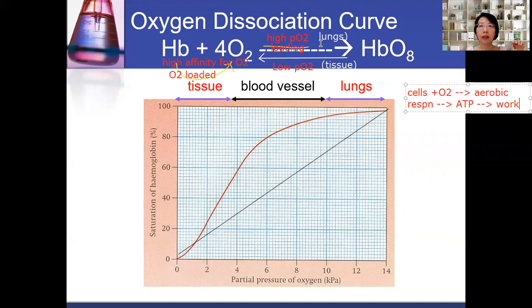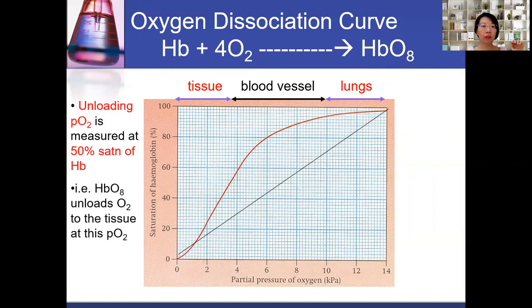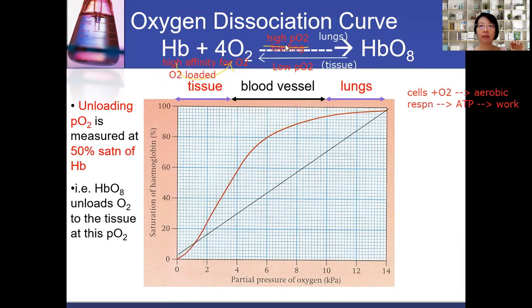Now, let's talk about what happens in the tissue using this equation. Tissue has got a lower partial pressure of oxygen. So because it's got low partial pressure of oxygen, you can see that this partial pressure of oxygen is lower already. So this reaction will tend to move backwards because of low partial pressure of oxygen or low concentration of substrates. Therefore, this reaction will tend to move to the left.